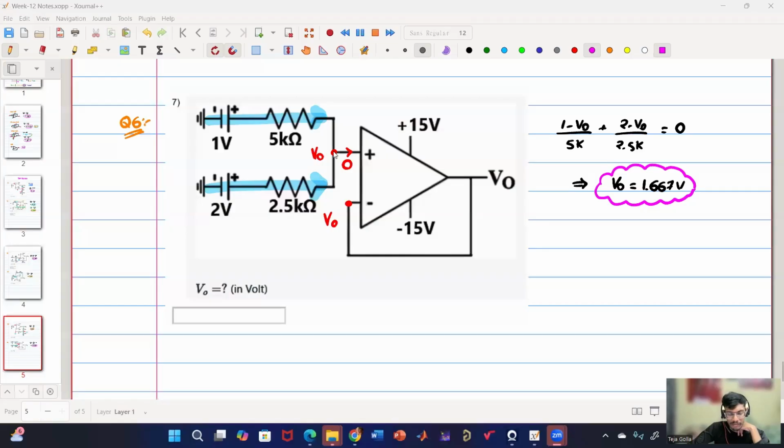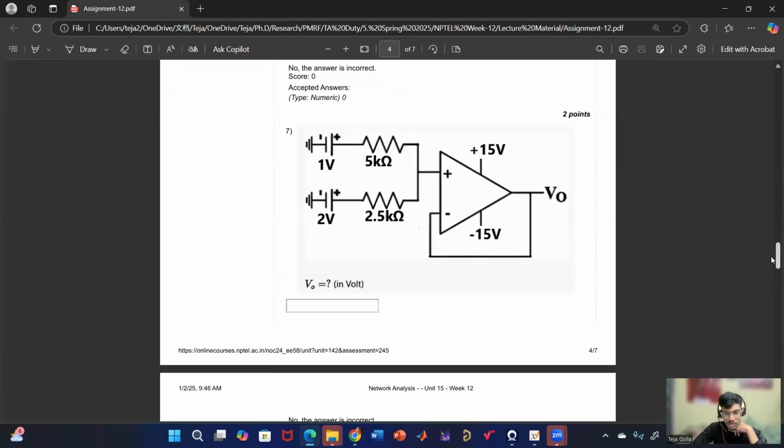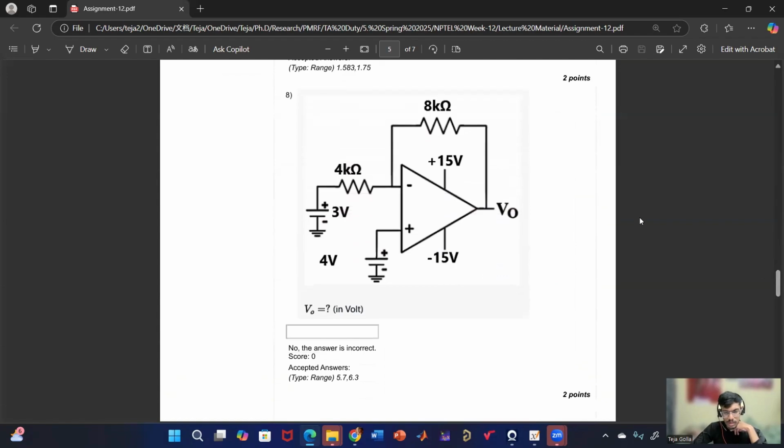Okay, so basically everywhere we are doing the same thing: virtual short, KCL, and input current is 0. These three only we are using. Okay, let us solve another problem. This is what we have solved just now. Let us solve this.